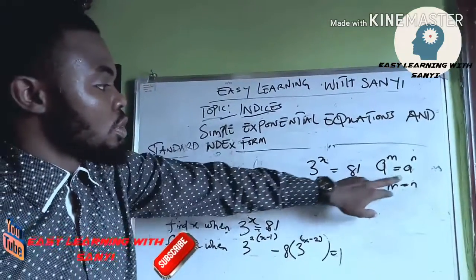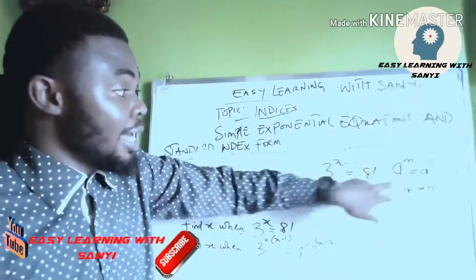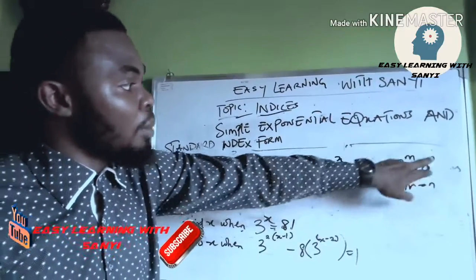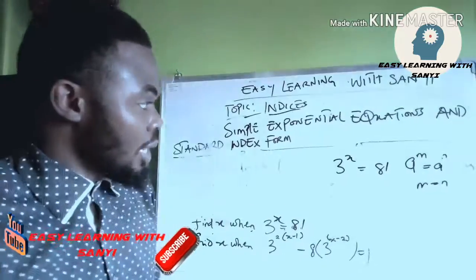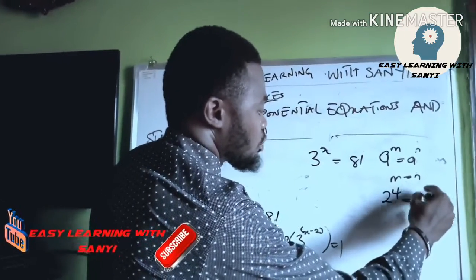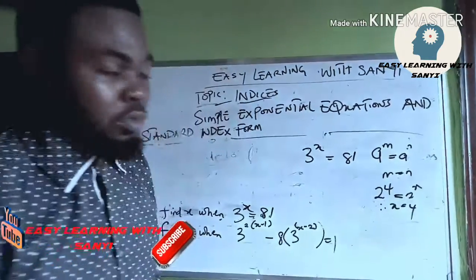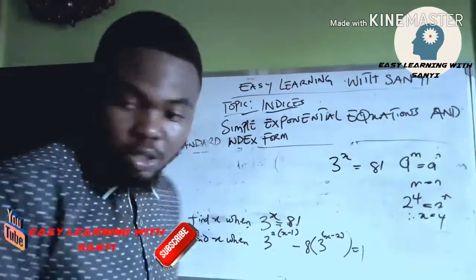If these bases are the same, a and a are the same, and this equals this, it means that the powers are also equal. Take note. If you have something like 2 raised to power 4 is equal to 2 raised to power x, it means that x is equal to 4. That is what you need to know to solve these particular questions.